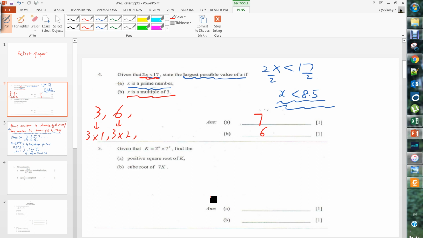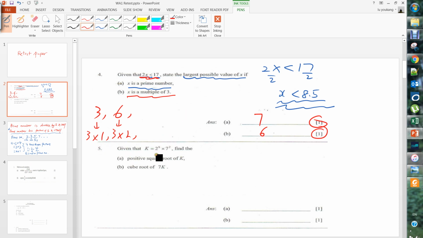Okay, so that's how you solve this question. By the way, this is a 1 mark question, so working is not needed, strictly speaking. If you want to show your working, fine with me. If you don't want to show your working, I'm also fine with it. But it's always good practice to write down the working.